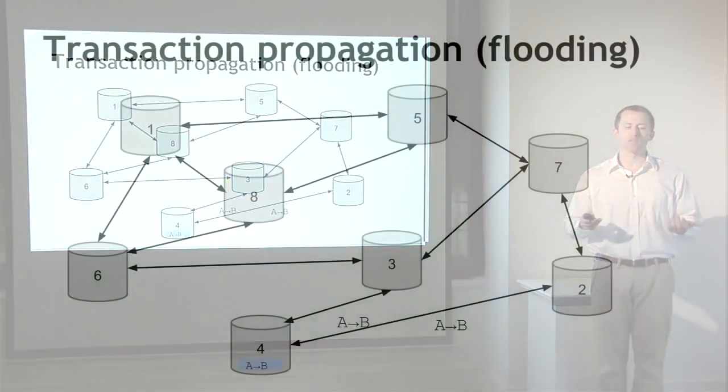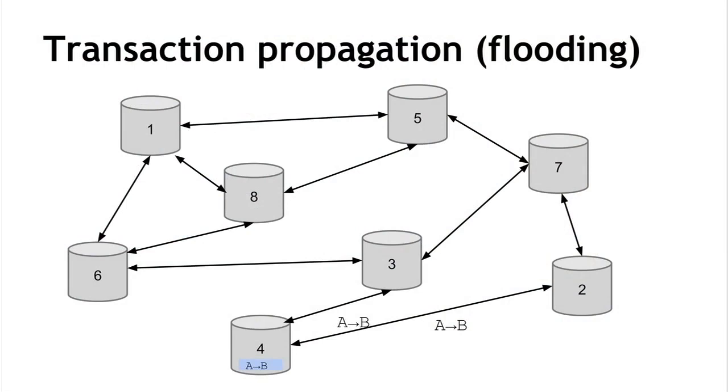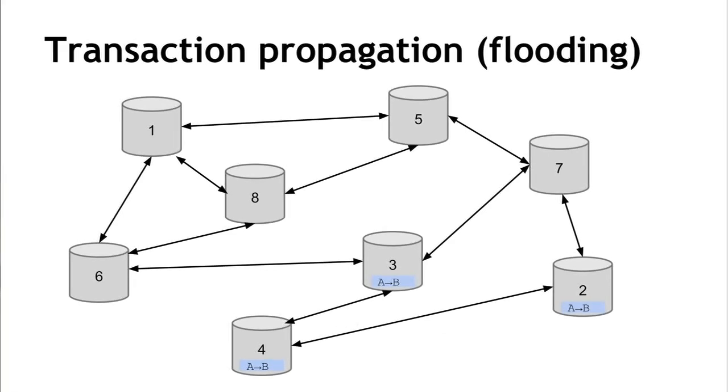Great, so node 4 is going to talk to its neighbors, node 3 and node 2, and say, hey, check out this new transaction. Alice wants to pay Bob. And those nodes will add it to their own pool of pending transactions. So each node maintains a list of all the transactions they've heard about that haven't been put into the blockchain yet. And then they can decide to forward that onto other nodes.